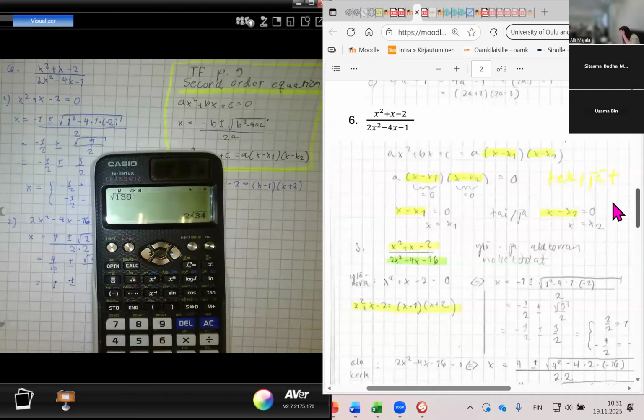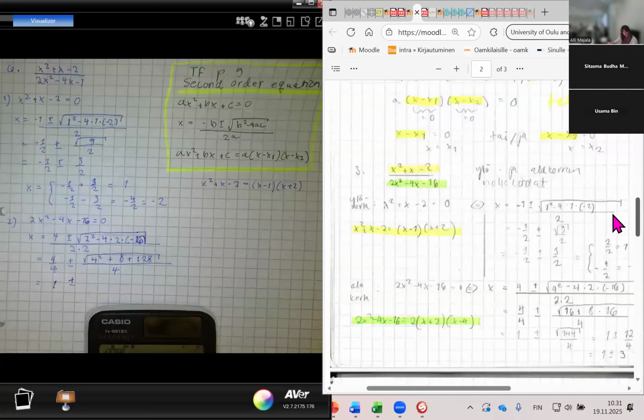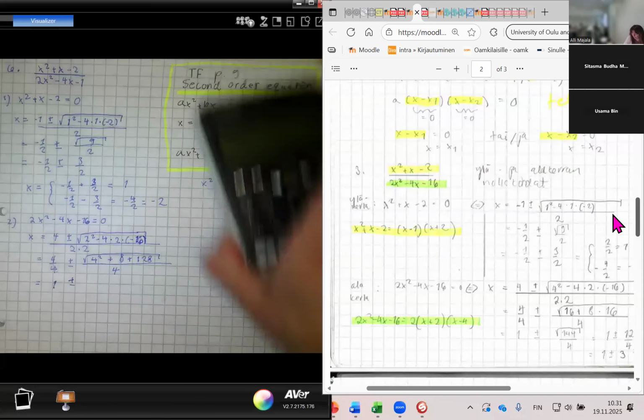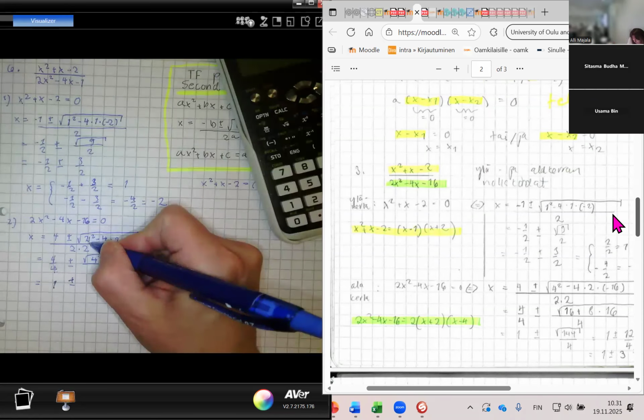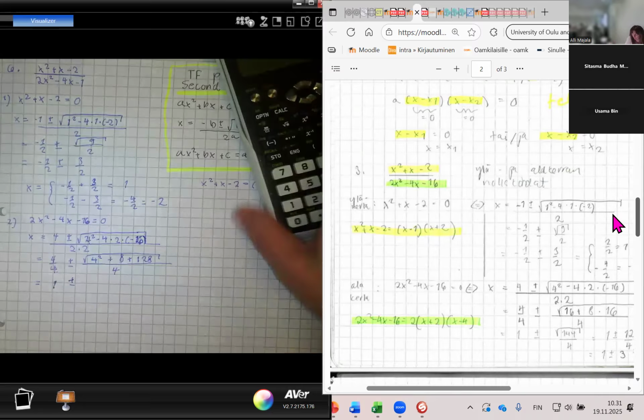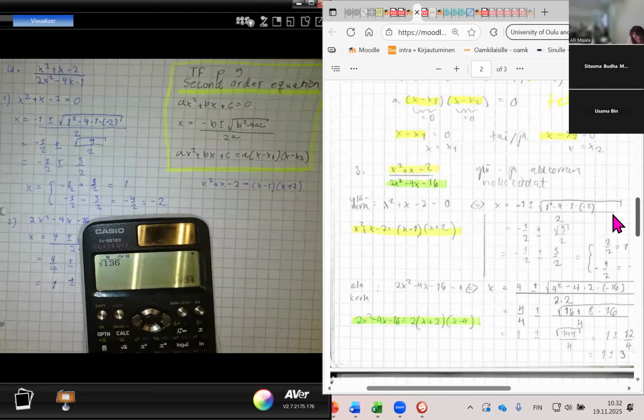No. Am I still doing something wrong? No problem. I had written something wrong here. Obviously, this is a lot better to do with the calculator. This is a waste of time. Anyhow, let's do this. We still learned it.